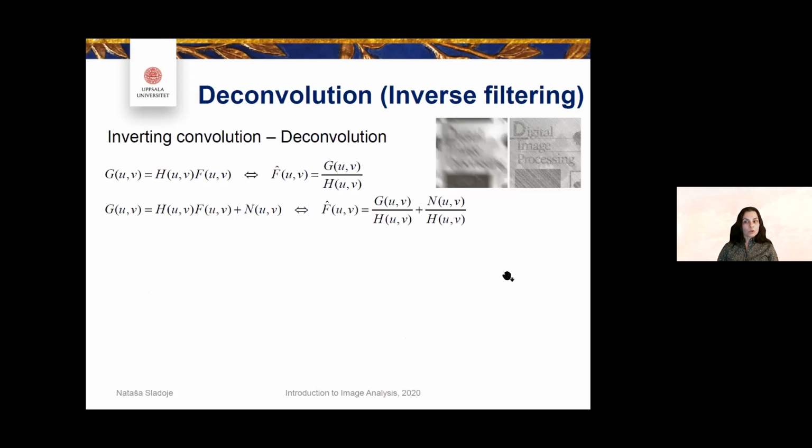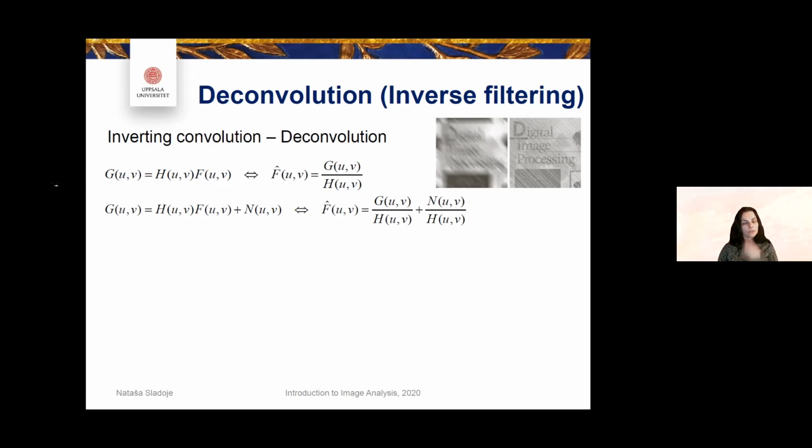Okay, so now we are thinking about degradation as convolution, and we would like to undo this convolution. So naturally we are talking about deconvolution, which is also called inverse filtering. Since convolution is essentially filtering, undoing it and doing deconvolution would quite naturally be called inverse filtering. So what are we saying now?